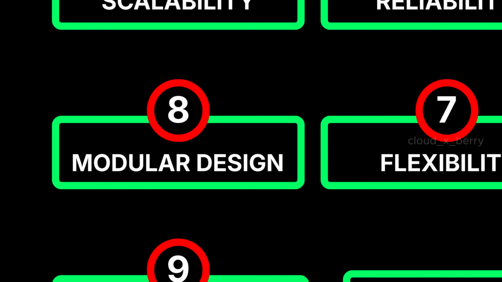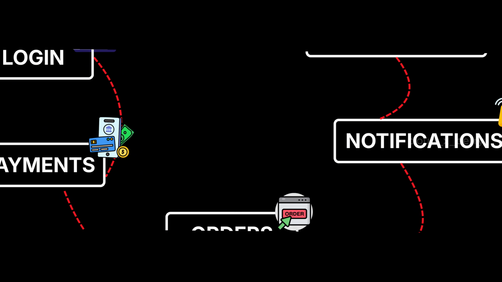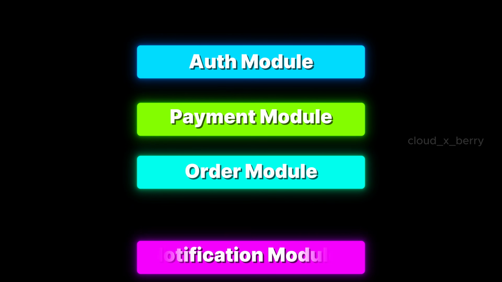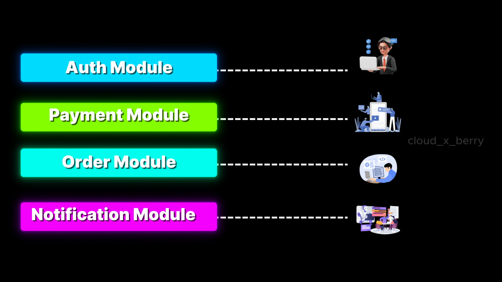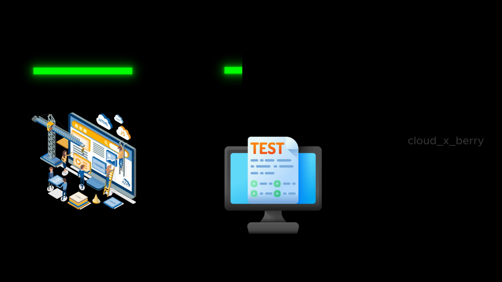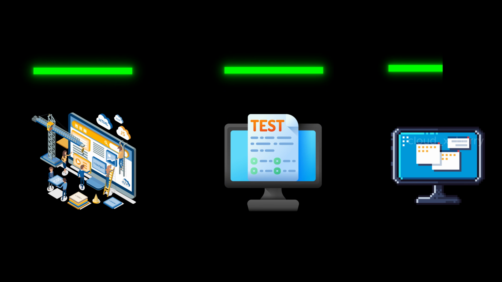This is where modular design helps a lot. Instead of building one huge system, you break it into smaller parts. Each part handles one responsibility. This makes development easier, testing easier, and even replacing parts easier.